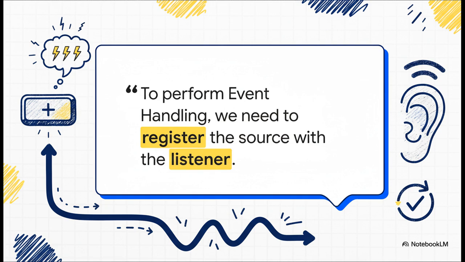You have to explicitly tell the source about its listener. This one line of code is you saying, "Hey button, when you get clicked, I want you to notify this specific object right here." If you forget this step, the source has no one to delegate to, and we're right back where we started with a button that does nothing.